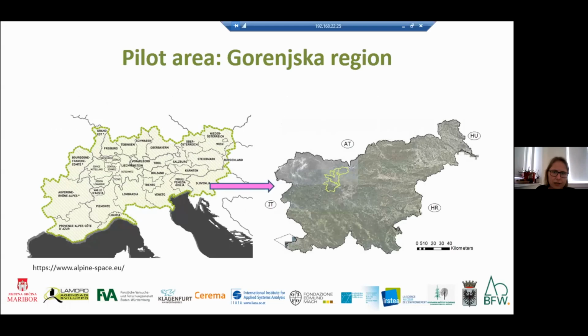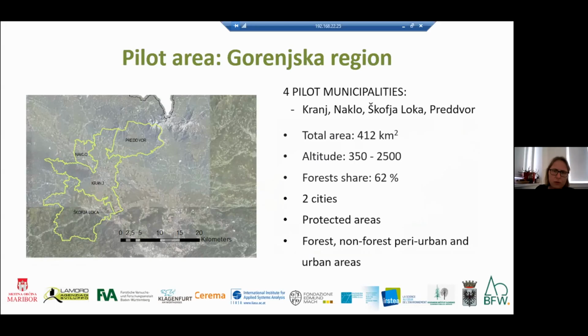So our pilot area is the Gorenjska region. Our 4 pilot areas are situated in this part, as you see on the map. 70% of the whole region is mountains, and only 30% lies in the valley and flat part of central Slovenia. As much as 40% of the region is situated over 1,000 meters above sea level, and the nature in this region is really well preserved. Here is also our only national park. In our study, we focused on 4 pilot municipalities.